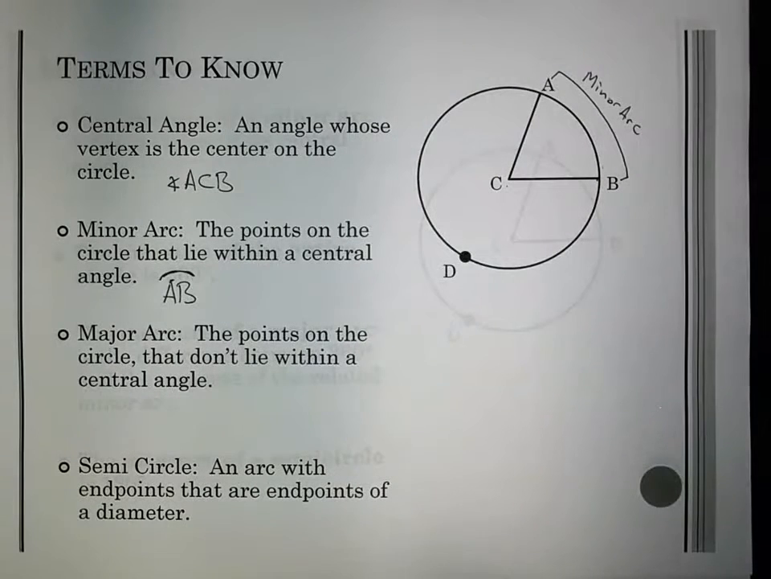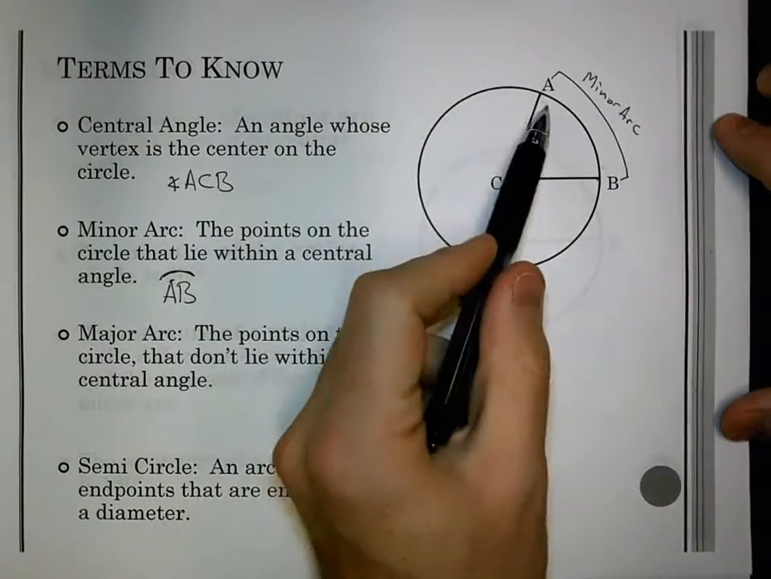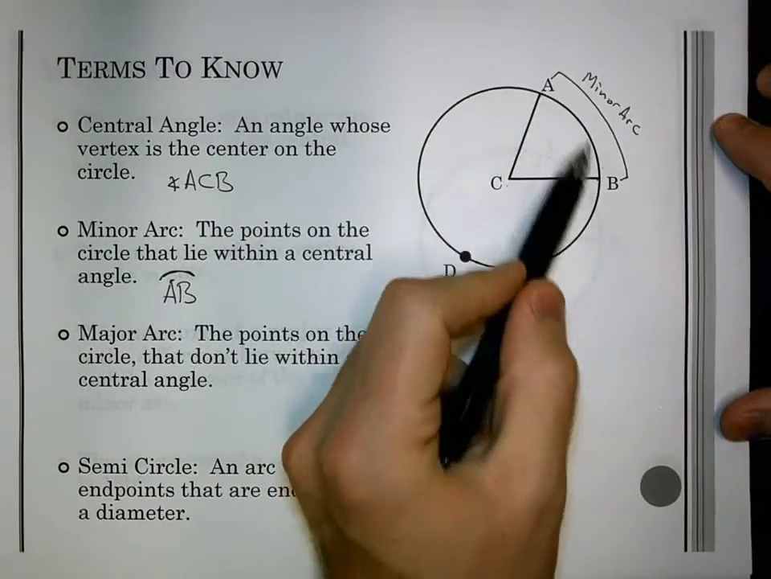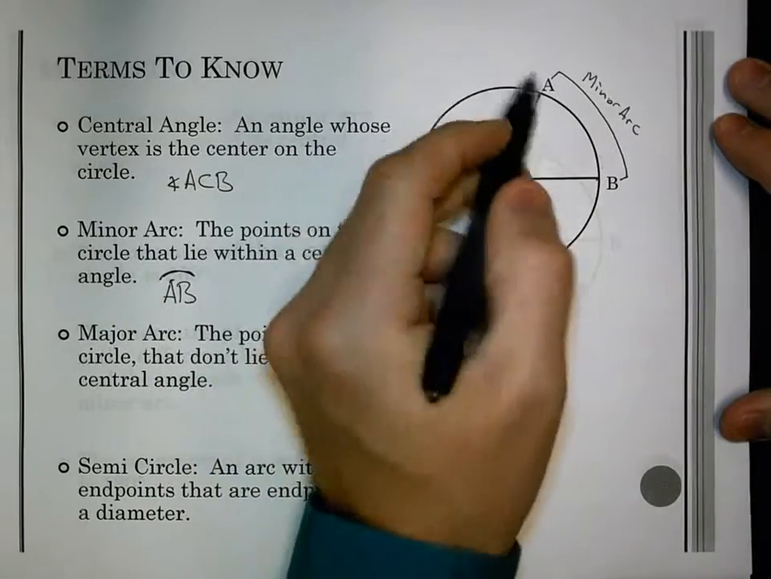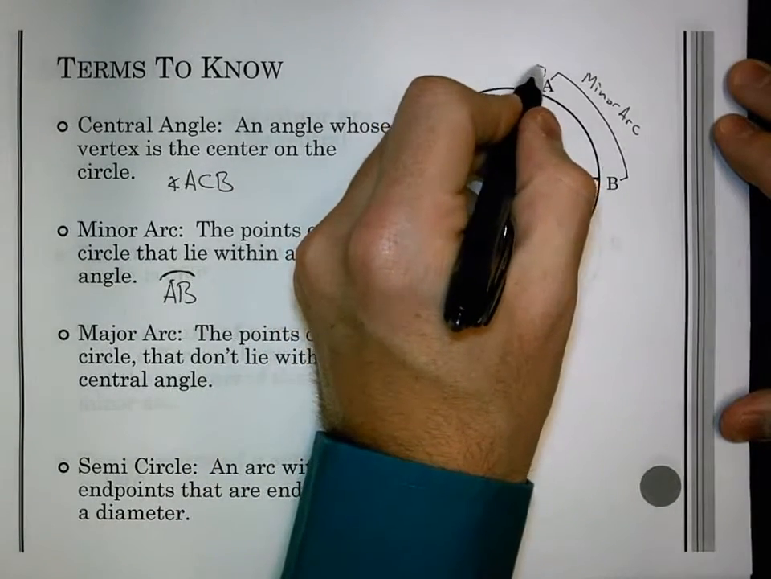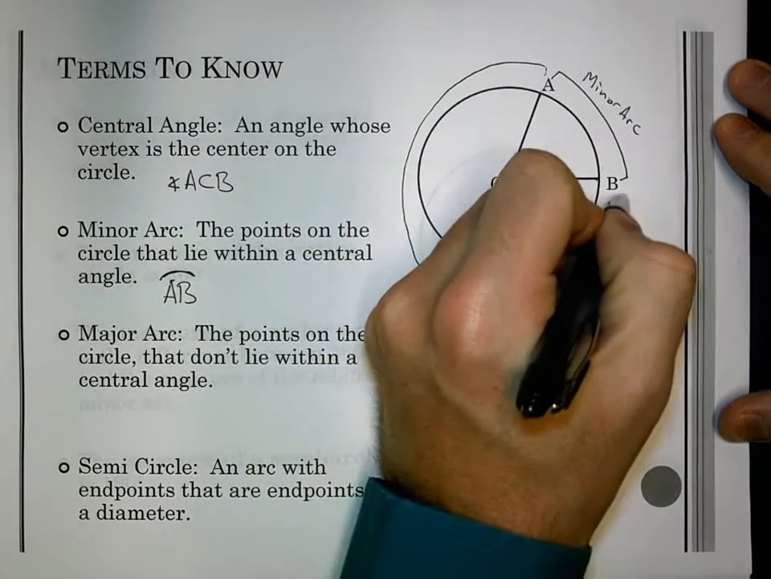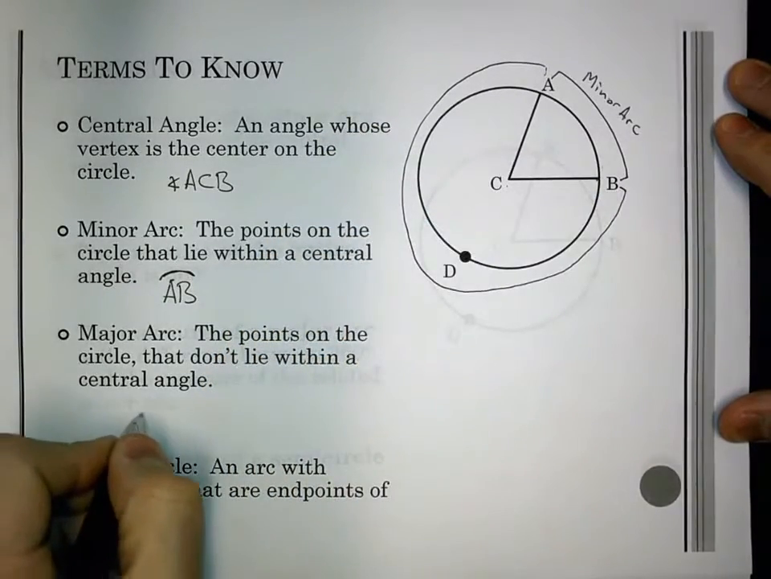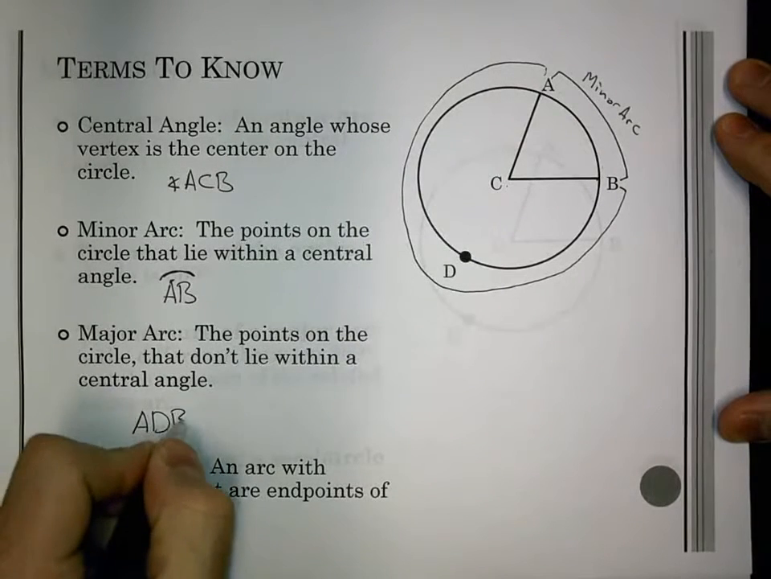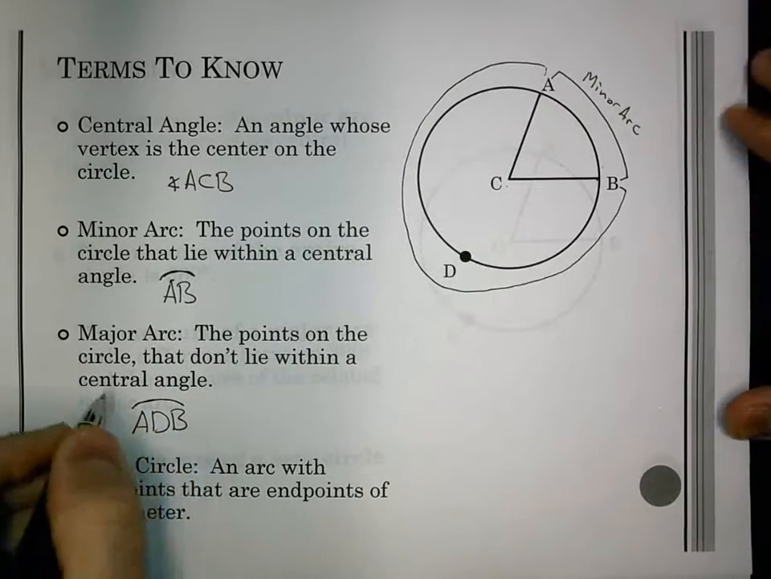A major arc is going to be the points on the circle that don't lie within the central angle. So really I have this entire circle. The central angle takes up the minor arc A to B. The rest of it is our major arc. It starts at A, goes through D, ends at B. So we're going to call that ADB, and the arc above that one.